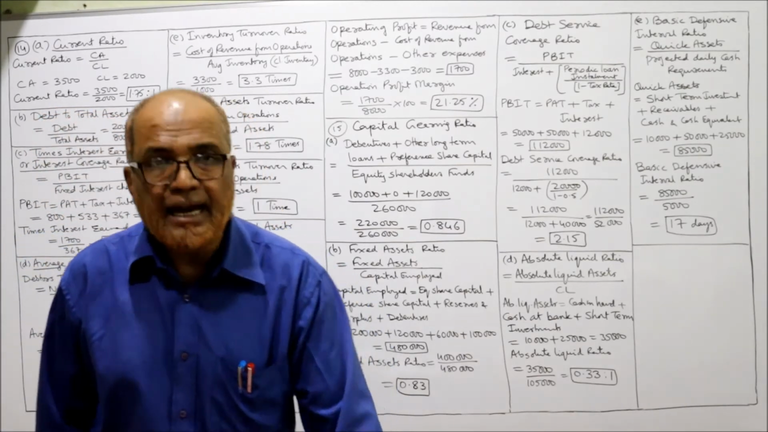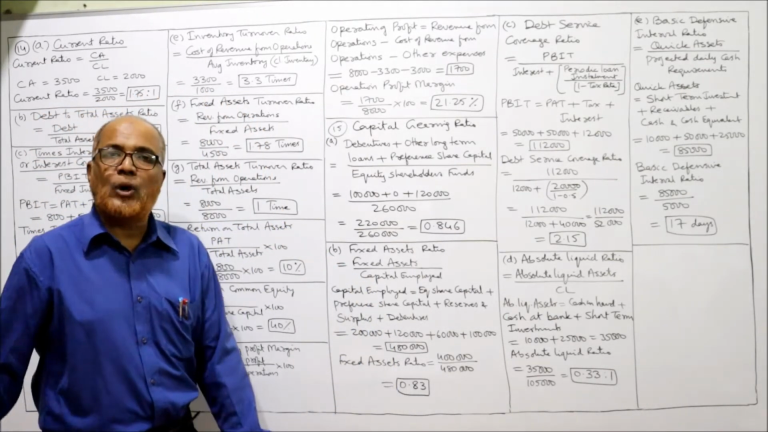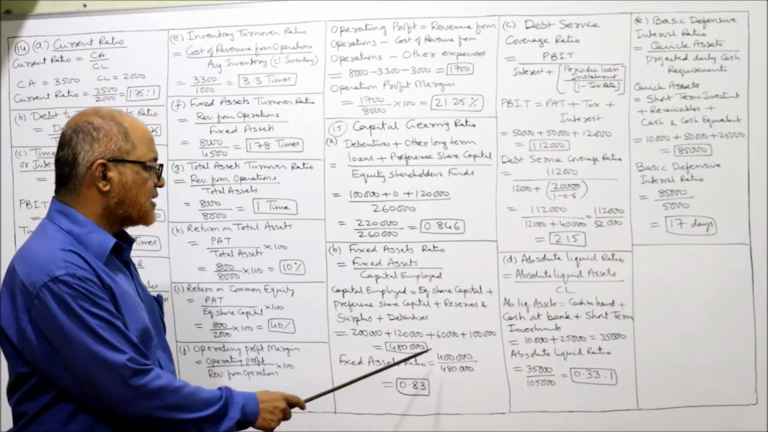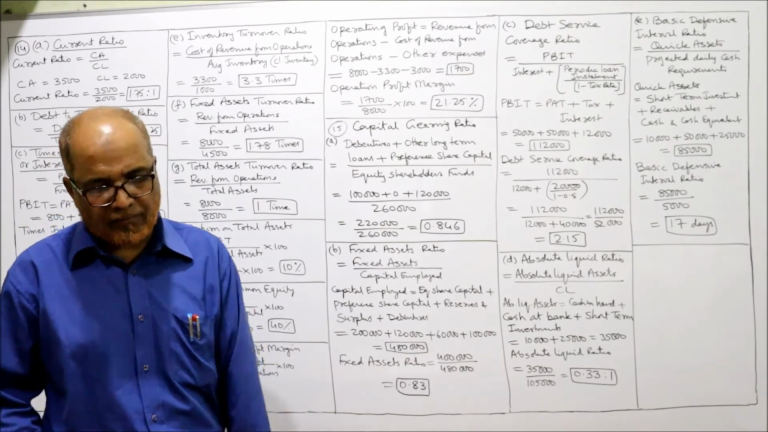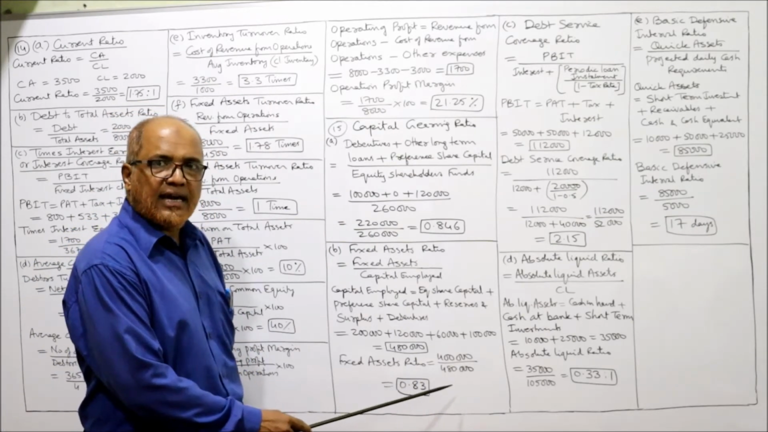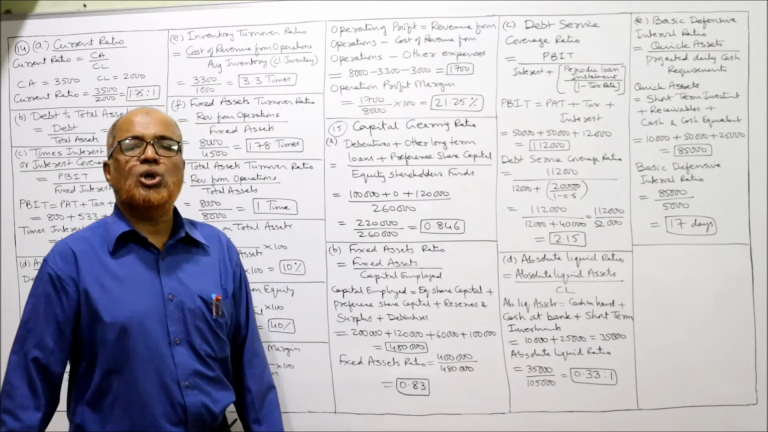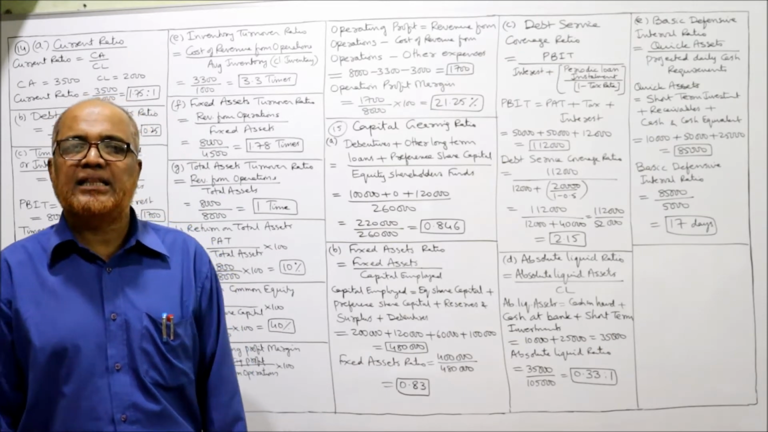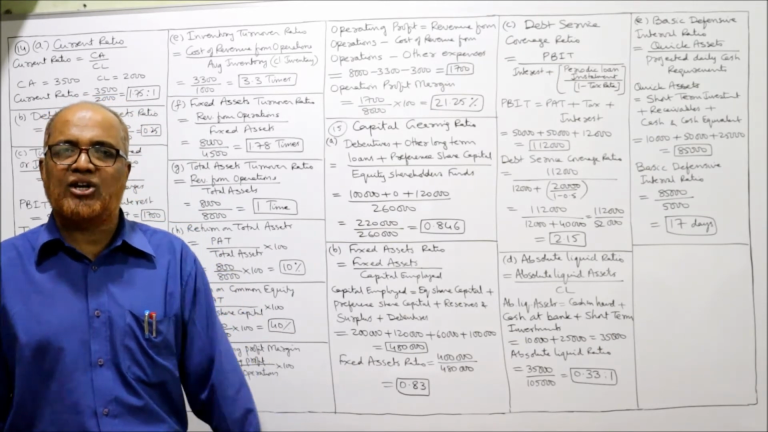So 4,80,000 is the capital employed. And how much are the fixed assets? 4 lakh. It is given in the problem. Fixed assets are 4 lakh. So 4 lakh rupees fixed assets and capital employed 4,80,000. So 0.83. This is the fixed assets ratio.